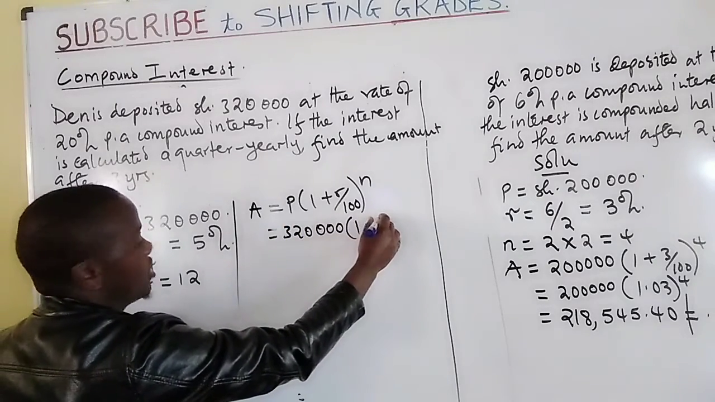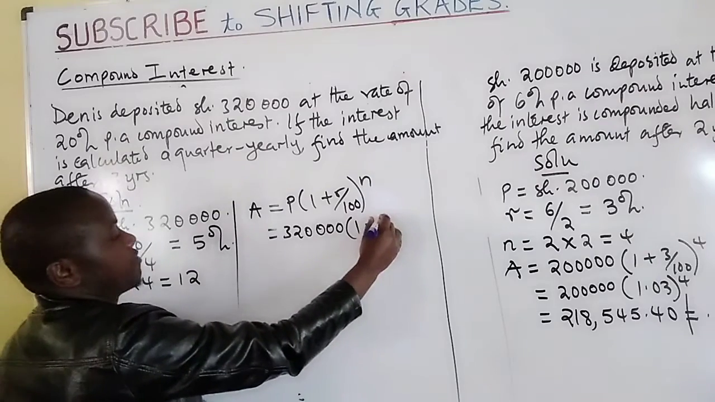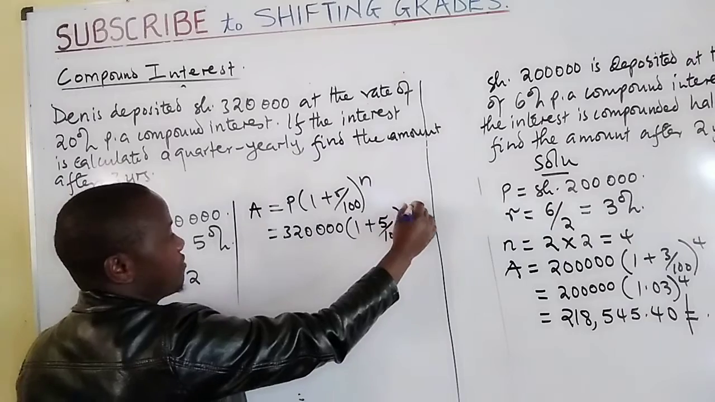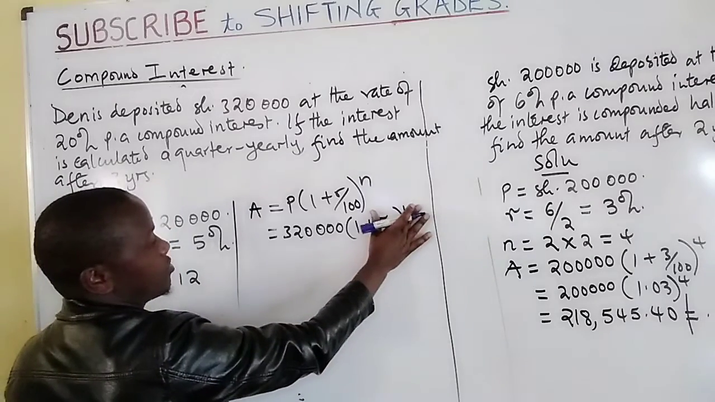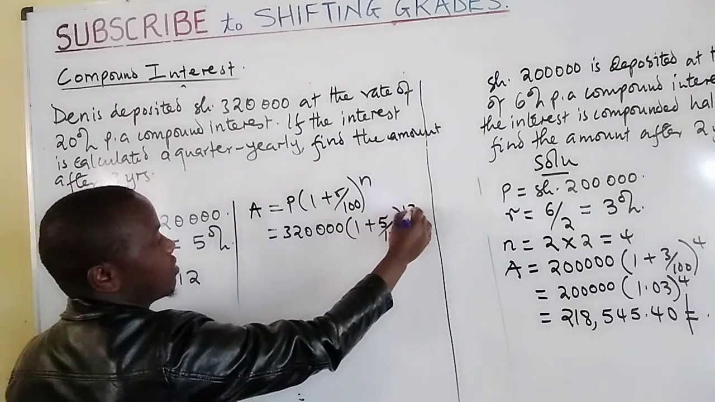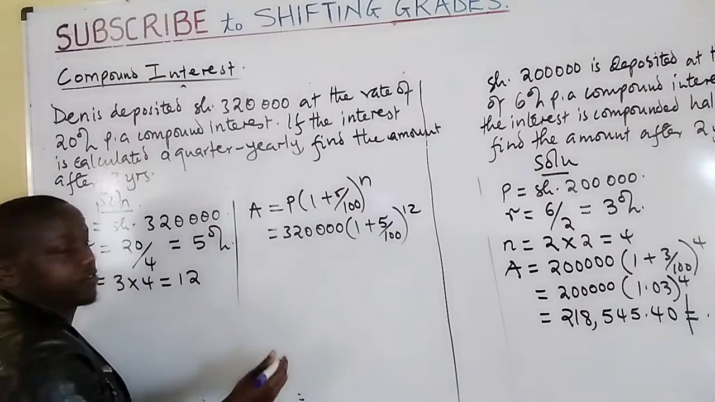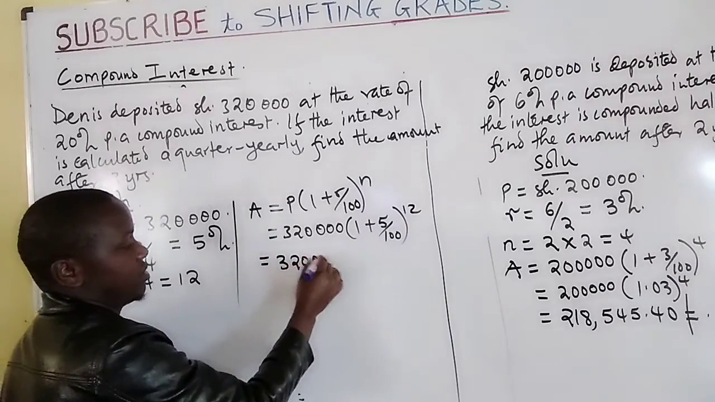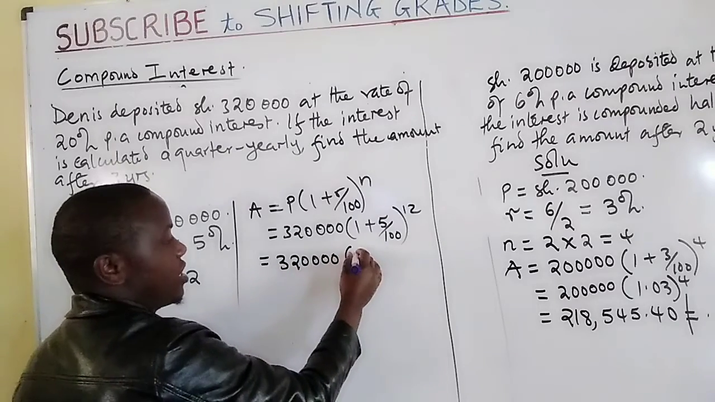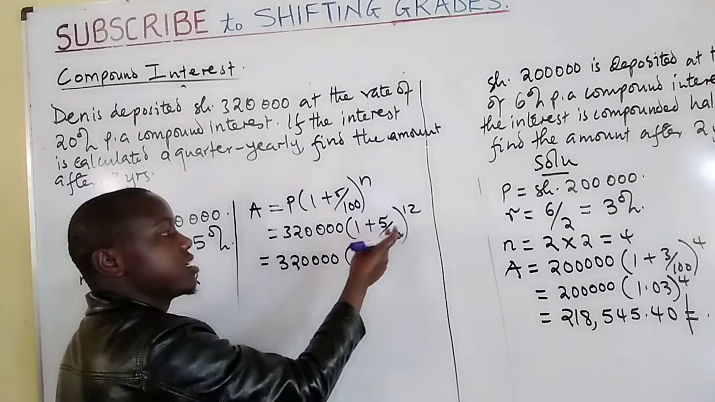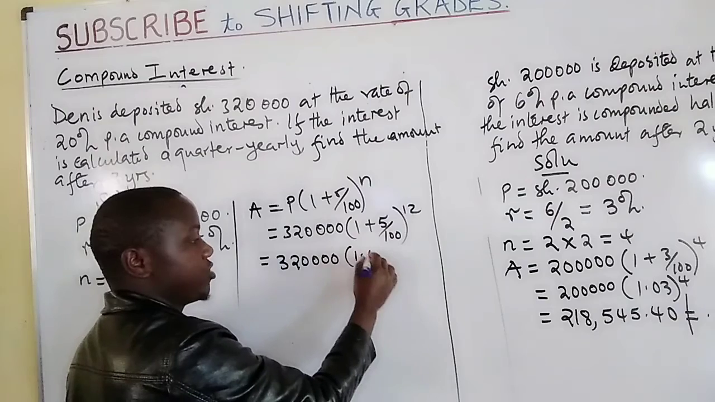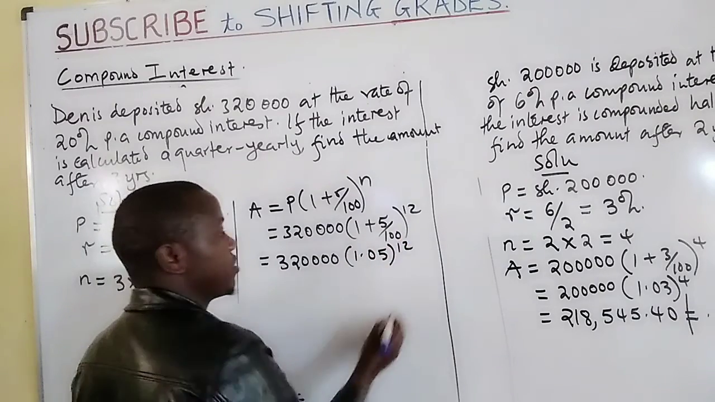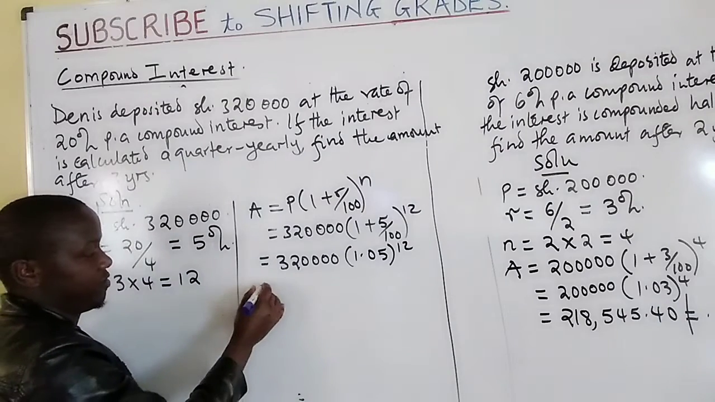1 plus a rate of 5%, raised to power 12. Therefore, in this case, we shall have 320,000 into 1 plus 0.05, which becomes 1.05, raised to power 12.